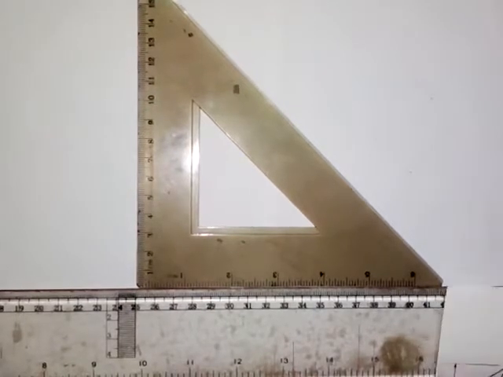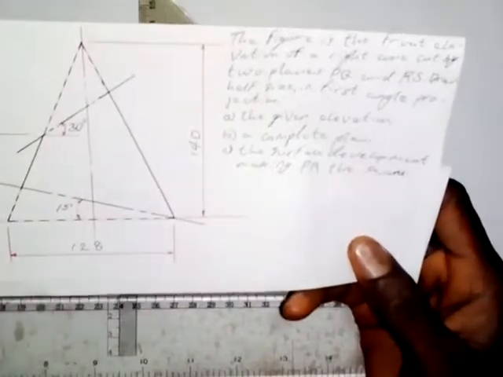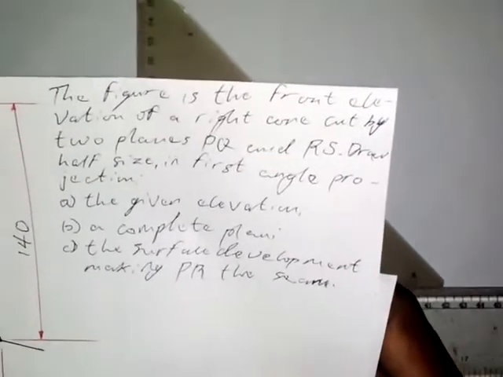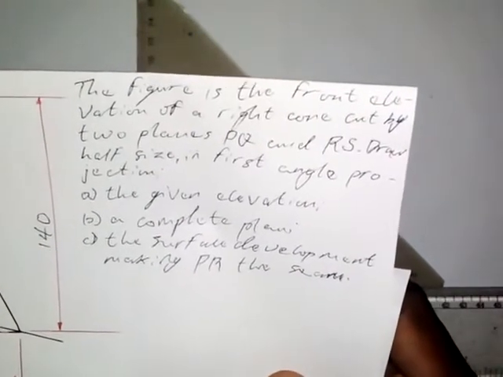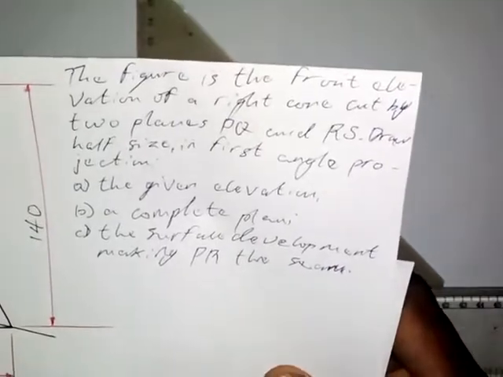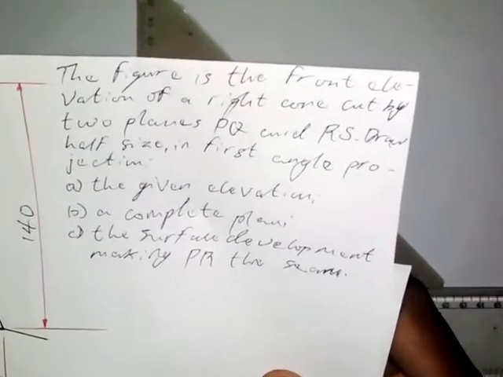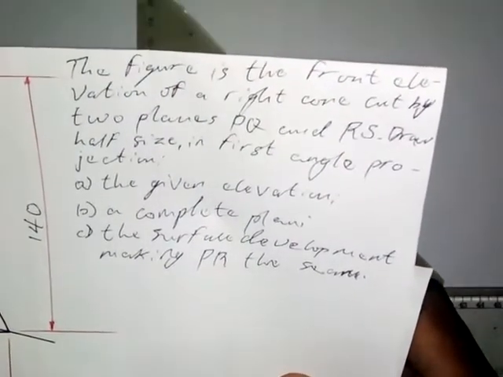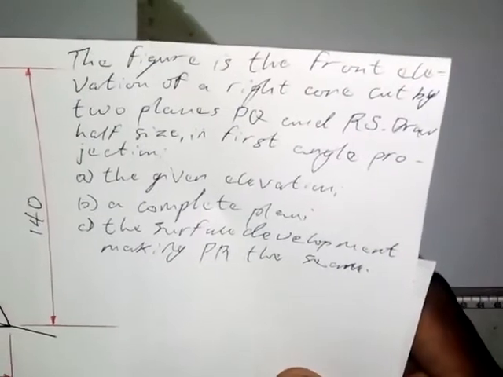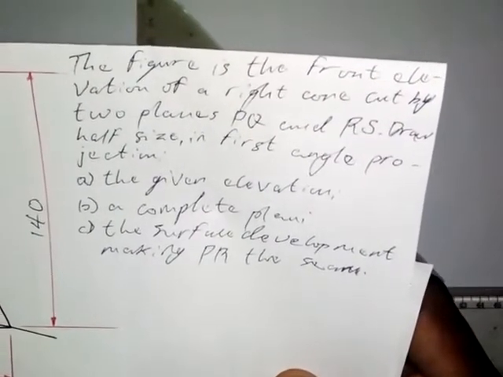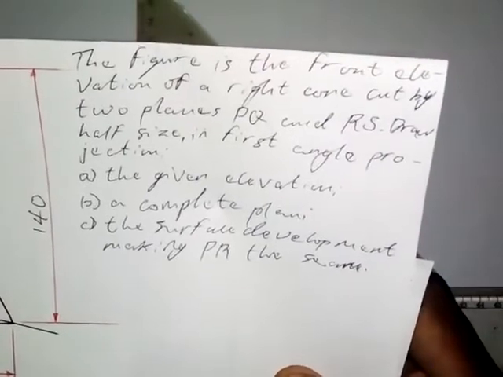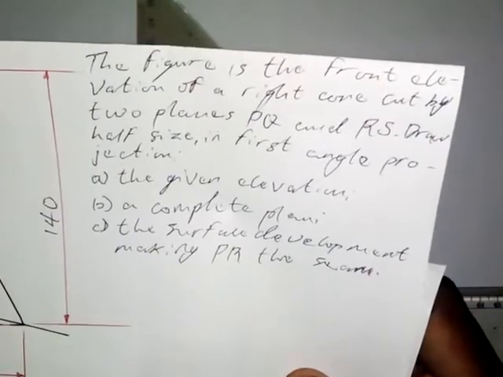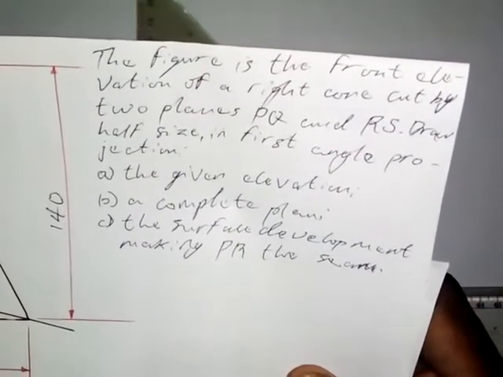Now, what I want to do here is solve this problem that you have on the screen, and let's look at what the instruction says. Then we'll look at the diagram itself. Here we have that the figure is the front elevation of a right cone cut by two planes PQ and RS. Draw half size in first angle projection. Question A, the given elevation. Question B, a complete plan. Question C, the surface development, making PR the seam.